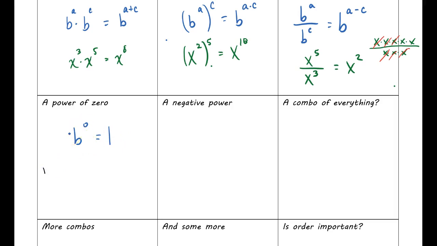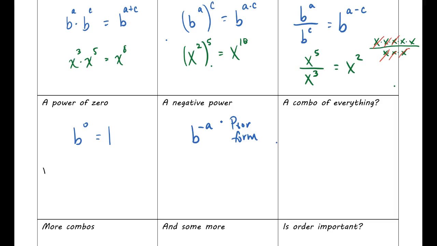Okay, a negative power. So these are the ones that people hate. Anytime you have a negative exponent, guys, that is poor form. That's what I'm gonna write. Poor form. Nobody likes this guy. We don't like negative exponents. It's weird, okay? And it's hard to think about.